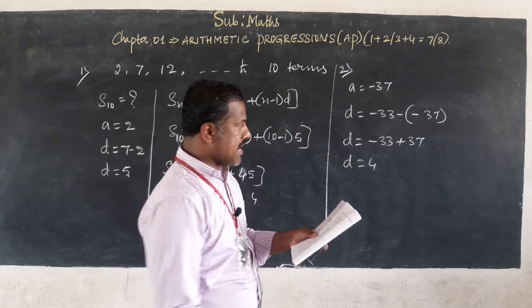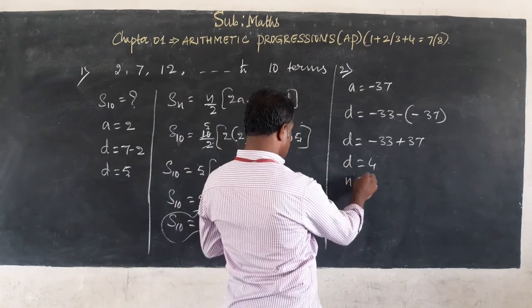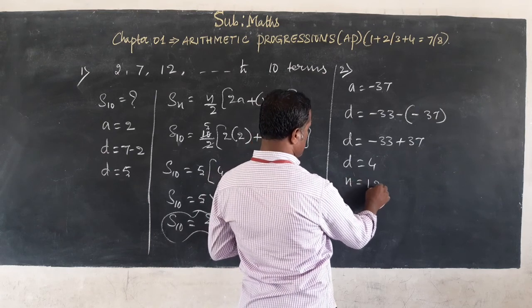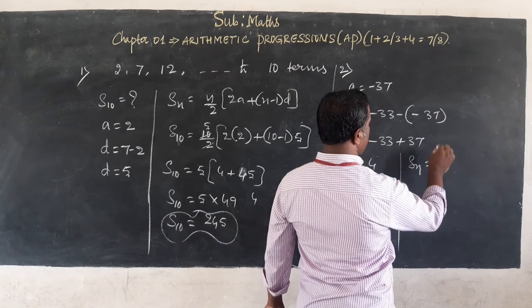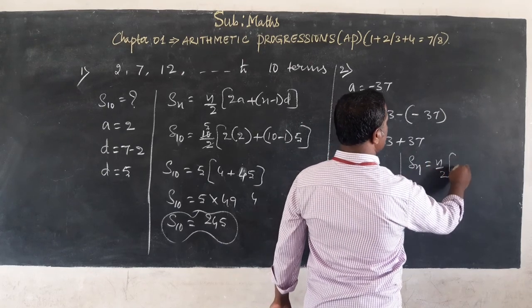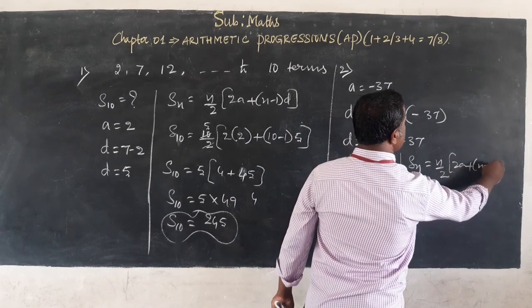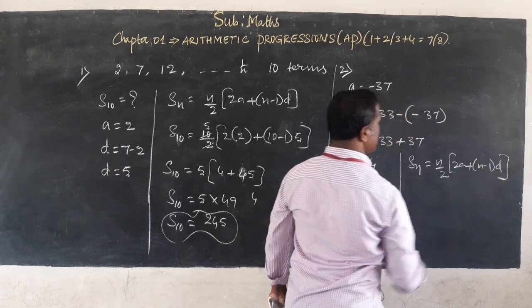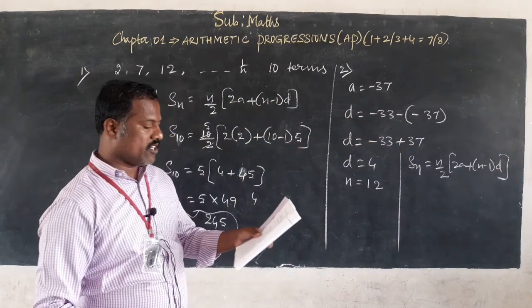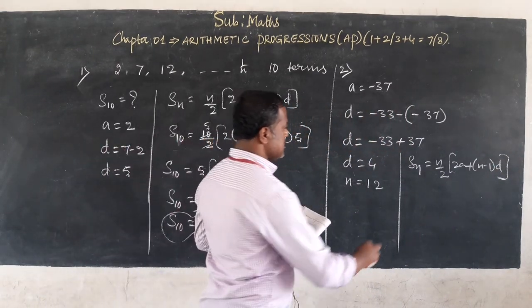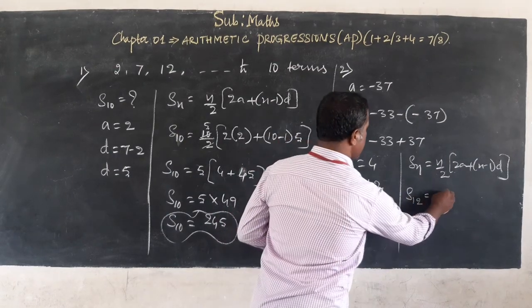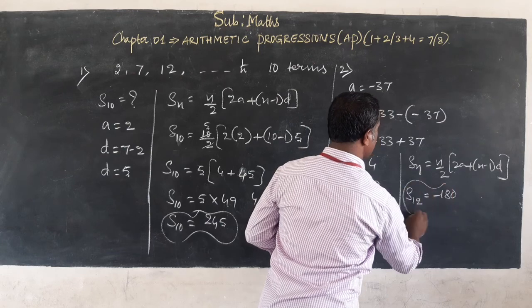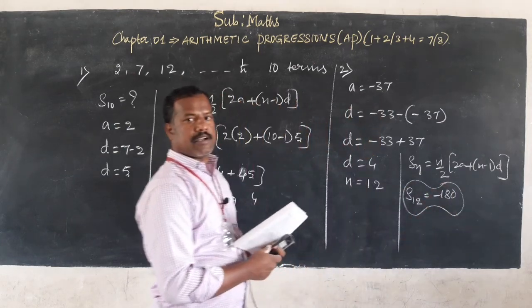Understand, children? Next, what is the value of n? How many terms you want? 12 terms. You can find easily by using the Sn formula, that is n by 2 into 2a plus (n minus 1) into d formula. Understand, children? Do it yourself, so you will get the answer, that is S12, which is equal to -180. Understand, children?